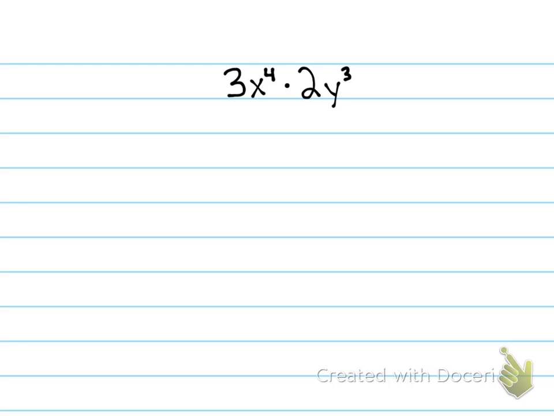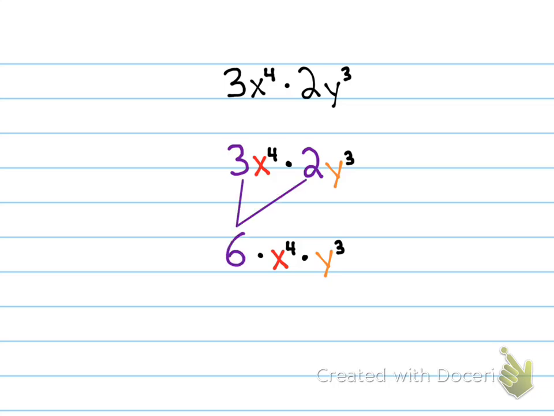Okay, so let's look at another one just like that. I'm going to rewrite it with color coding my terms. So I've got a 3 times 2 that I'm going to do. And then x to the 4th and y cubed have nothing to combine with, so I don't even need to deal with them. I'm just going to move them down. And now 3 times 2 is 6. And let's rewrite our final answer without the multiplication dots.